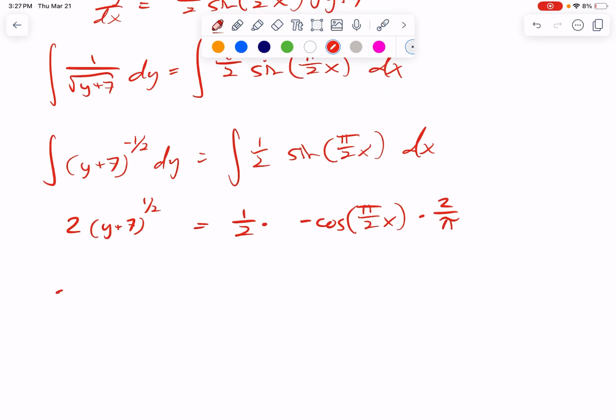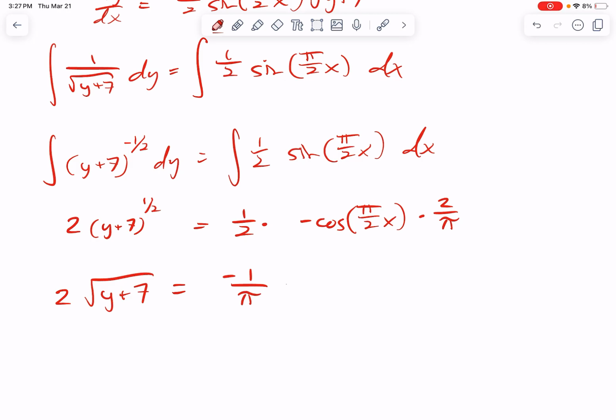Let me just rewrite this. So I'm going to write this with a radical. That will probably be easier for solving. And then over here, I will notice the 2's cancel. And I could write this as negative 1 over pi cosine pi over 2x. And I forgot my plus c. As long as I remember it, I can put it back right there. Always remember your plus c immediately at this stage. If you cosmetically put it in at the extreme end of the problem, it's probably in the wrong place.